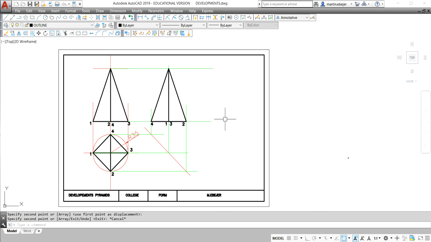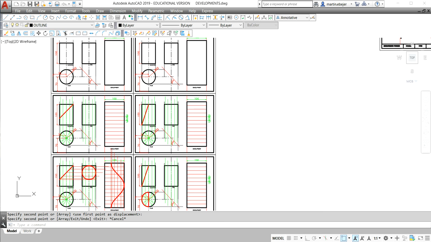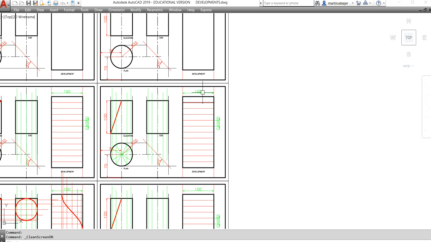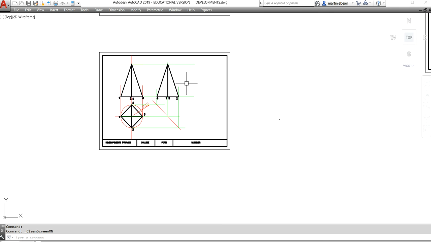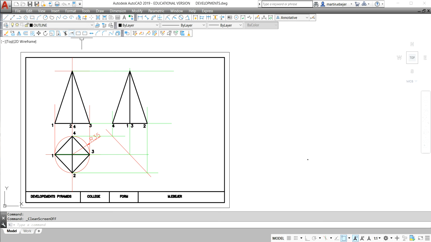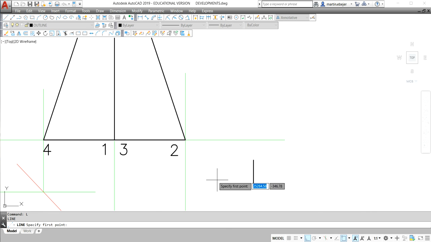Now next we need to do the development. The development of the pyramid is different from the prisms and the cylinders. If you notice over here, the development of the prisms and the cylinders is always in a form of a rectangle. In this case, it's gonna be in a form of an arc. First thing we need to do is you do a cross wherever you want, which is gonna be the center for the development. I created sort of starting point.